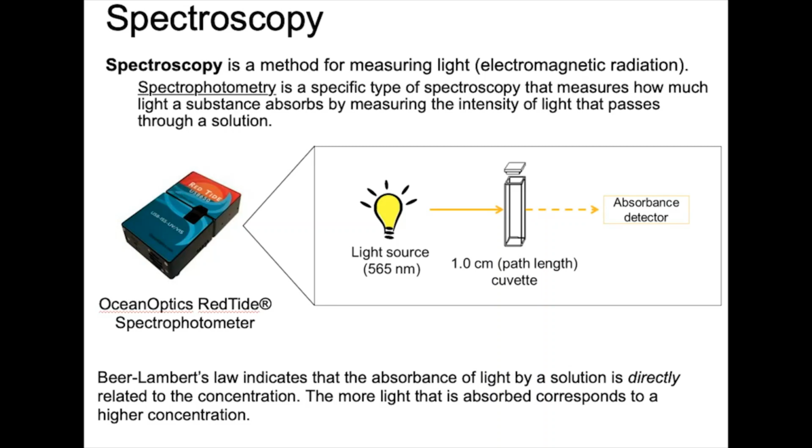Beer-Lambert's law is going to tell us that the absorbance of light by a solution is directly related to its concentration. Essentially, the more light that's absorbed corresponds to a higher concentration. So the less light that makes it to that absorbance detector, the higher the concentration you have. And this can make sense if you think about all of the particles. If you have more of them in one solution, you're going to have less light that's able to shine through, kind of like a curtain.